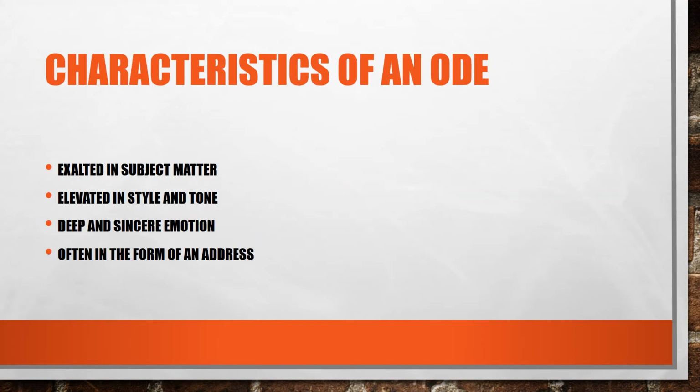So what are the characteristics of an ode? The ode is in the form of an address, and it is exalted in subject matter. It is elevated in style and tone. The theme and the treatment are not trivial or undignified. The poet is quite serious both in the choice of his subject and the manner in which he presents it. In the presentation also, the poet is deep, and he presents his emotions in a very sincere way.